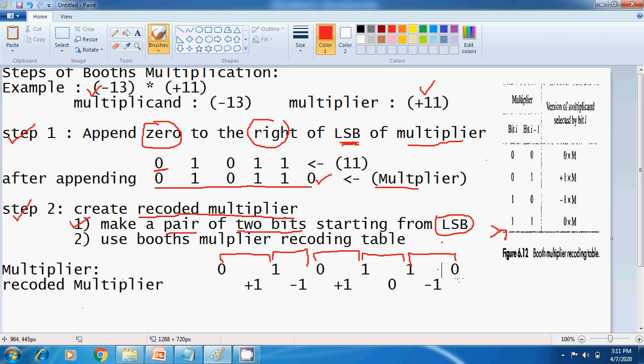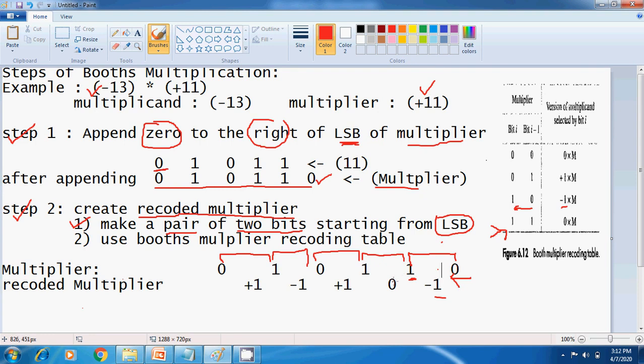You have to see the bits from right to left. This bit is considered as the I minus 1 bit for understanding purpose, and this bit is considered as the I bit. So in the first pair 0 1, I have to take minus 1 as the recoding bit. So I have taken minus 1 here.